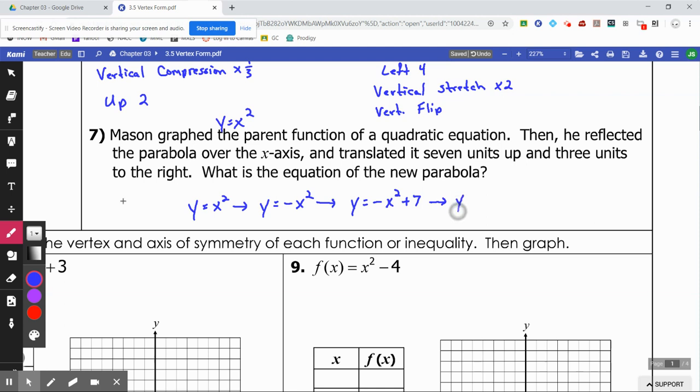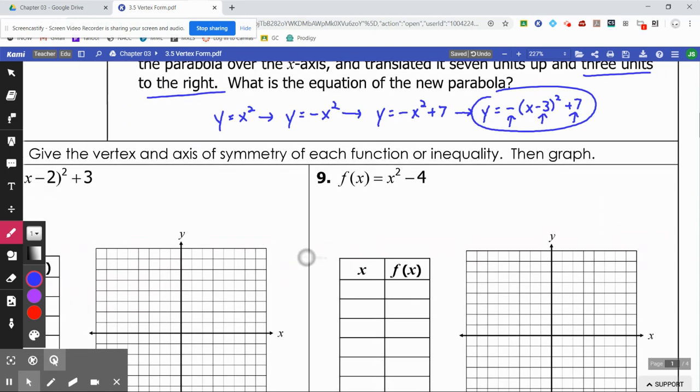However, we do have a transformation that happens horizontally, and that would be 3 units to the right. Now, if we're going to do something left and right, we've got to apply it directly to the x. So I'm going to put some parentheses around that x, and to move it 3 units to the right, I'm going to do minus 3 directly to the x. So again, this would flip it, move it right 3, and move it up 7.